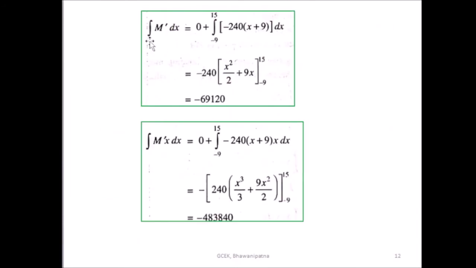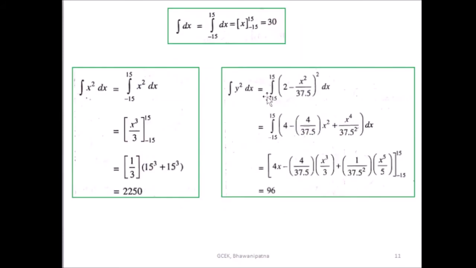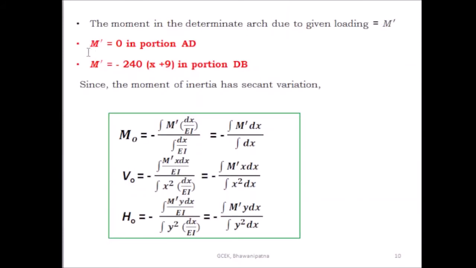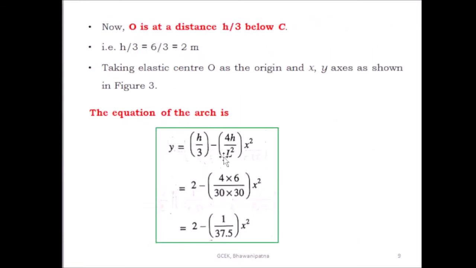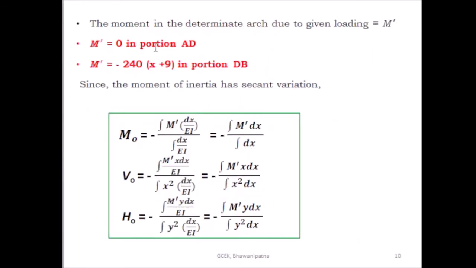So here you find out the integration of m dash dx. For this, for the AD portion the moment is 0, and for the DB portion the moment m dash is equal to minus 240 into x plus 9.